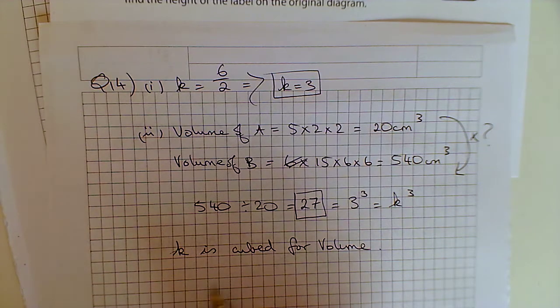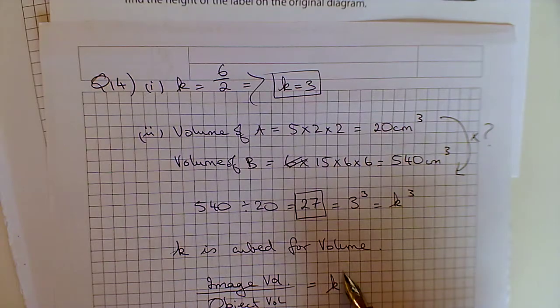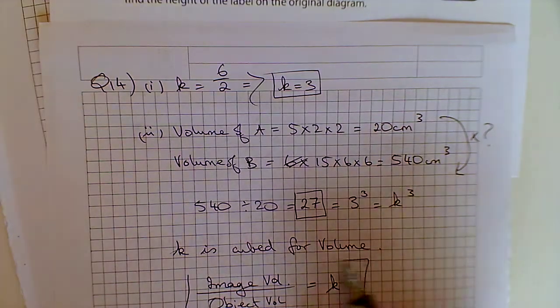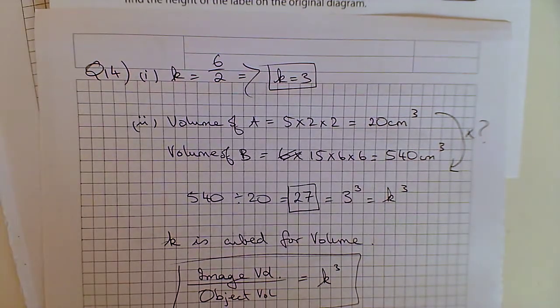So the image volume divided by the object volume will always be the scale factor cubed. Okay, don't worry if you didn't really get what you were being asked to do in that question. That was just something to have you think about it and think about those relationships at the end.